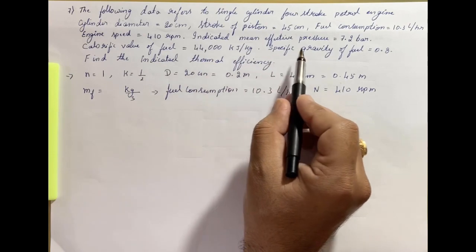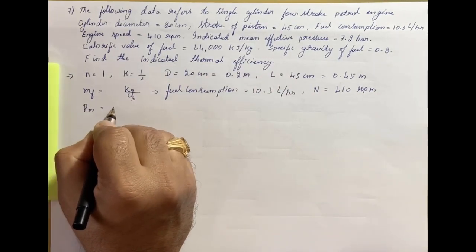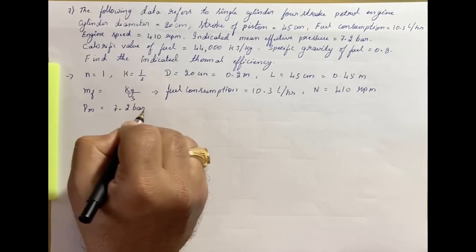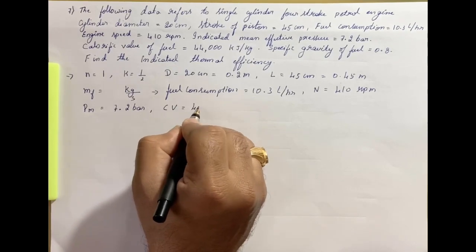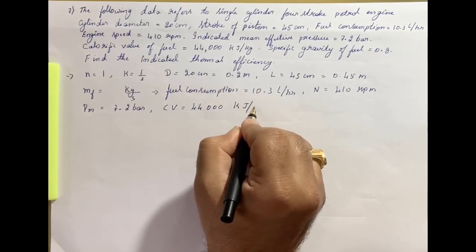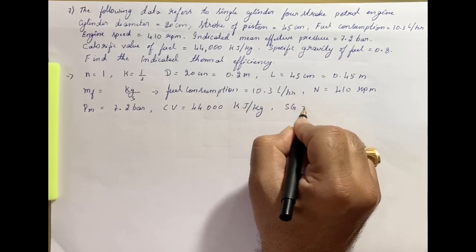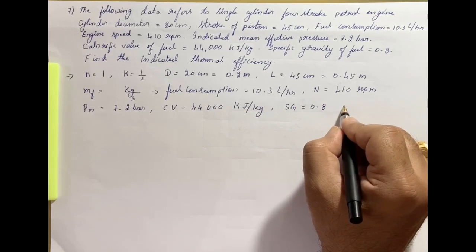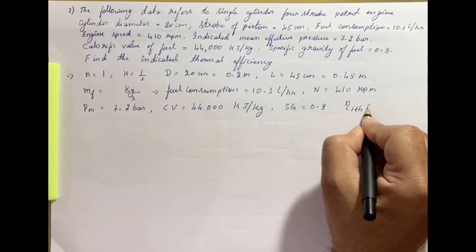Then he has given indicated mean effective pressure PM is equal to 7.2 bar. Then he has given CV, calorific value of fuel, as 44,000 kilojoules per kg and specific gravity as 0.8. Find the indicated thermal efficiency, eta ITH. How much is it?